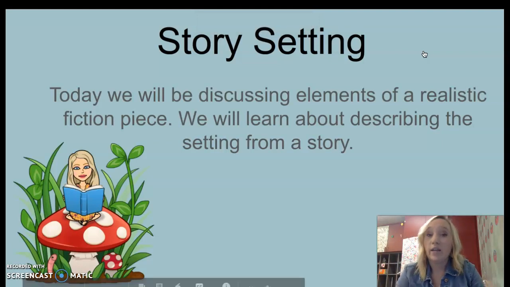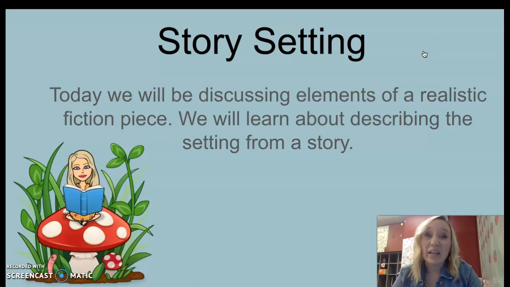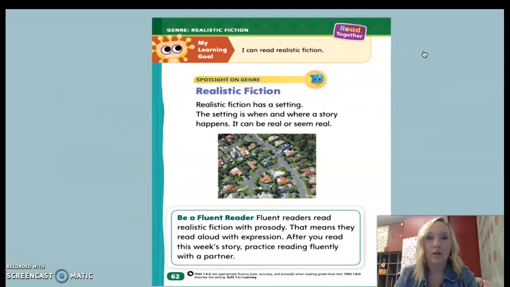Today we are going to be talking about the setting from a story. Last year in kindergarten, we talked a little bit about setting, but we're going to be learning about how we can identify the setting, going back into the text and looking at the words and the pictures to help us describe the setting. So not only are we identifying it, but we're also going to try to describe it, okay? So let's look at what we're talking about today.